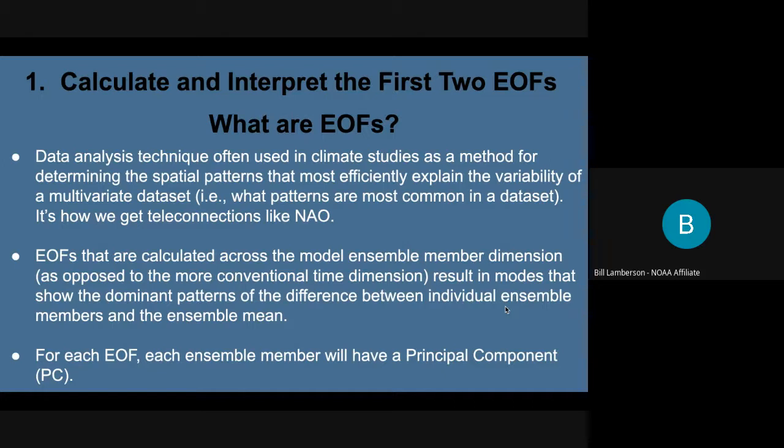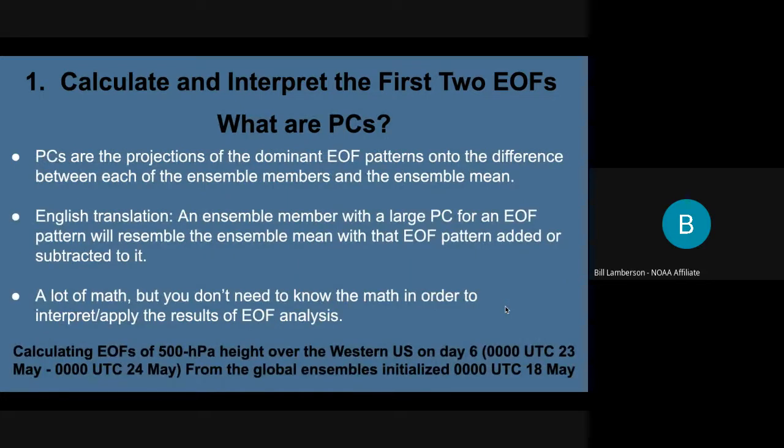EOFs that are calculated across the model ensemble member dimension instead of this more traditional time dimension result in modes that show the dominant patterns of differences between individual ensemble members and the ensemble mean. So for each EOF, each ensemble member will have a principal component. So what are principal components?